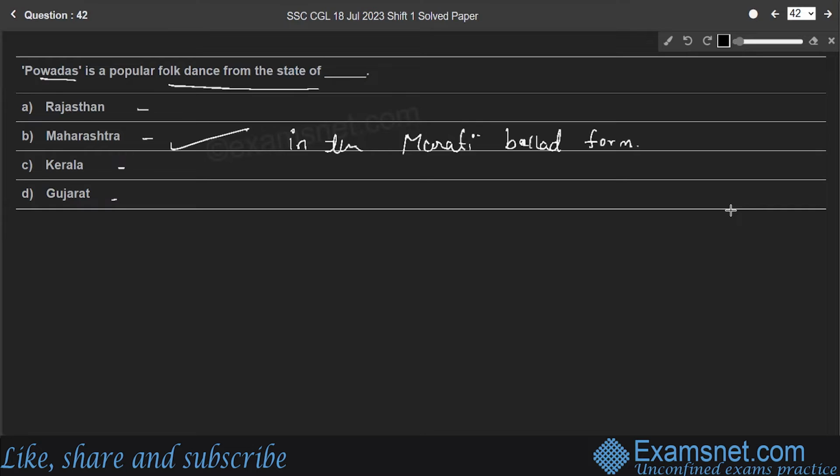The other popular dances in Maharashtra are Dhangri Gaja folk dances, Koli dance, Lavani dance, and Tamasha. These are the other folk forms in Maharashtra. So the Povadas dance form describes the events in the life of the great Maratha ruler Chhatrapati Shivaji. So option B is the right answer.